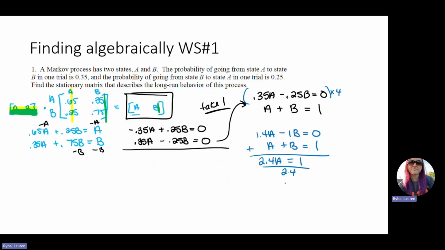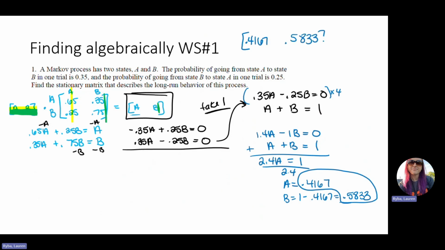Vertically adding my A's, 2.4A, B's cancel out, equals 1. So then if I just divide by 2.4, A is going to give me about, I will round as best as I can here, 0.41. It's going to be 66666 repeating, so I'll go 0.4167. And then we know B has to be 1 minus that value. So that'll be 0.5833. What we found is that A will remain 0.4167 and B will remain 0.5833 in the long run.